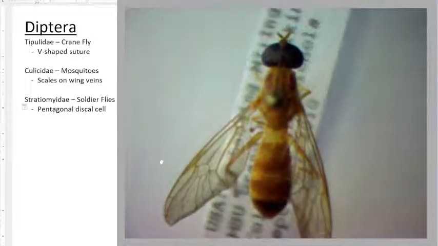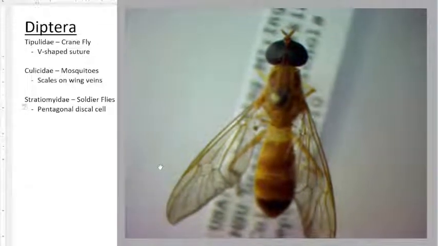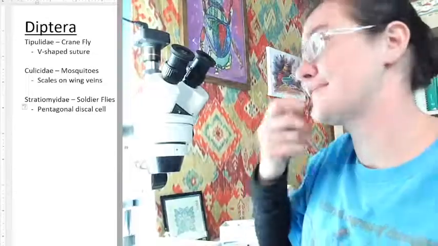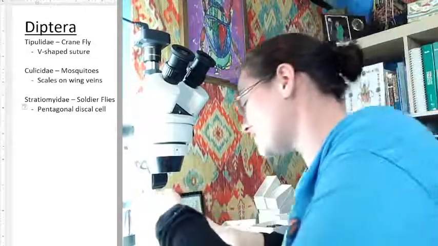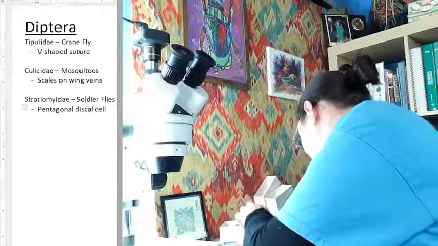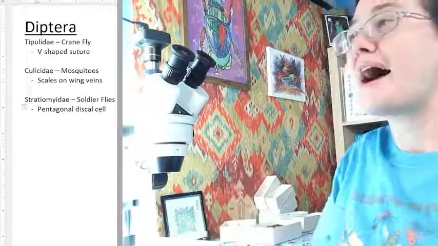So if we want to look at it as a whole before we put it away, this is what my soldier fly looks like, and you can see that it has those pentagonal cells on both wings. Awesome. All right, so we've got that Stratiomyidae.